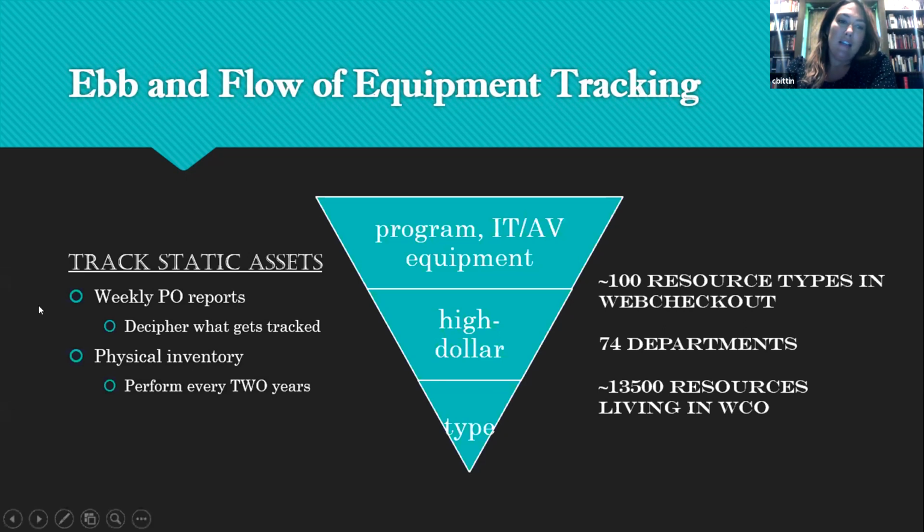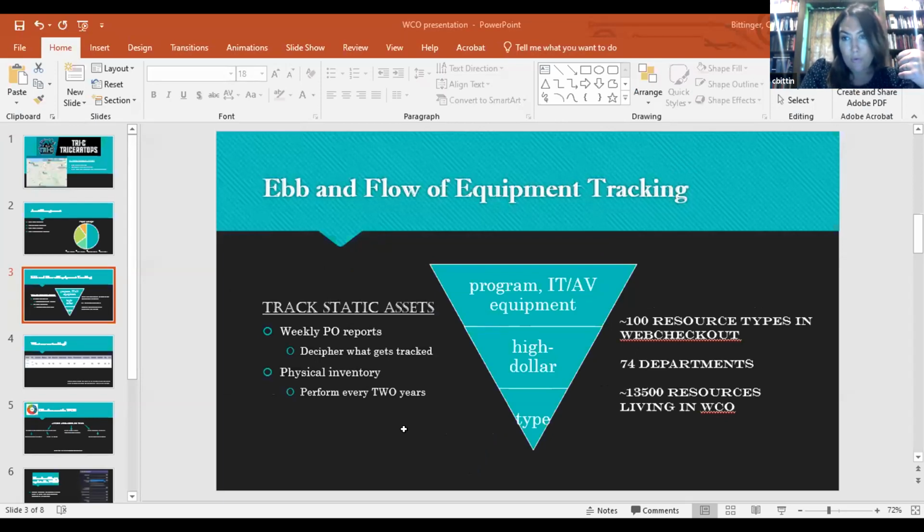So basically what I do for these static assets is I pull weekly PO reports, which tell me what's coming into the college. If you can see that, it has what's ordered, what's the PO, where is it coming from, what is it, price, all that, which is important to know as far as who's getting it. Is there a capital project going on? Do we have a new building coming in? Do we have new computers coming in? So I do this weekly PO report and then come to WebCheckout.